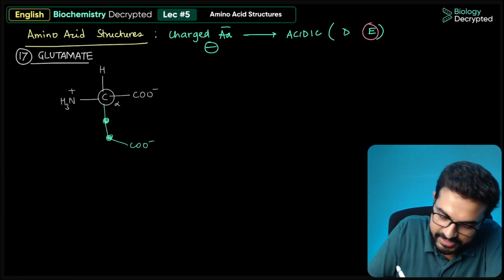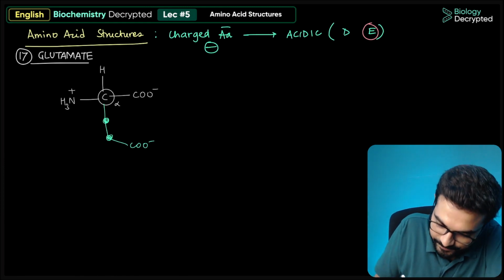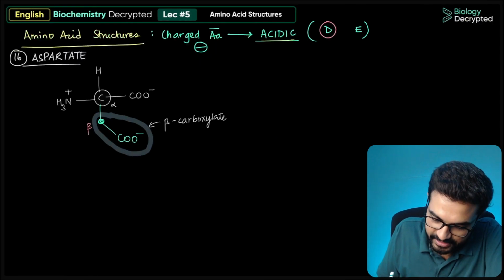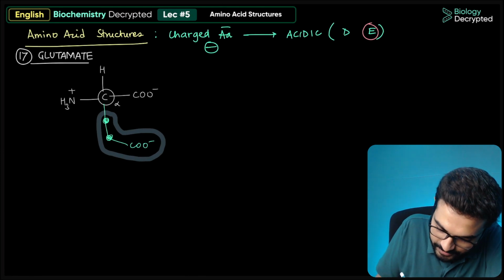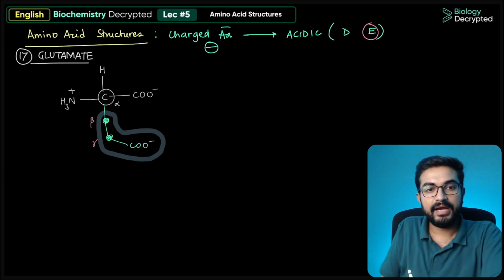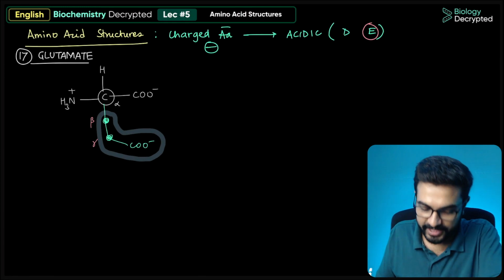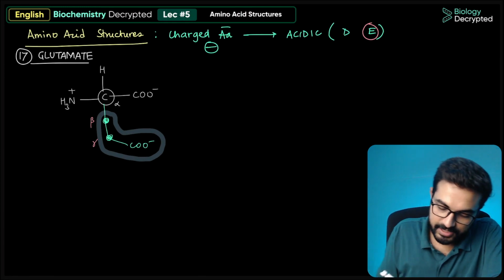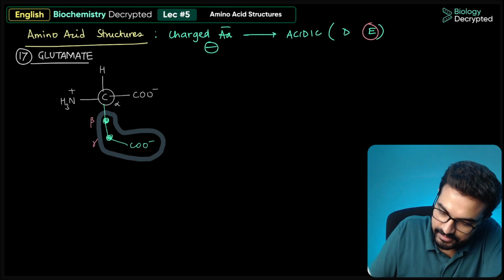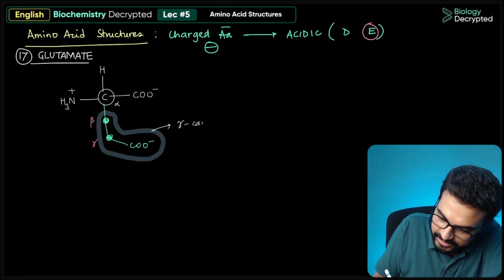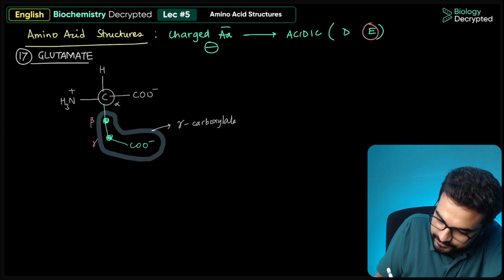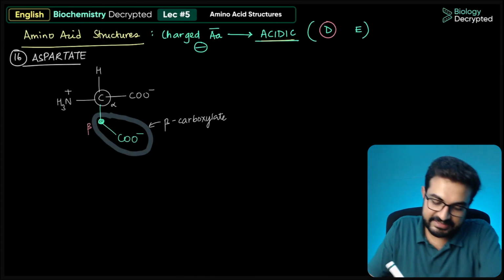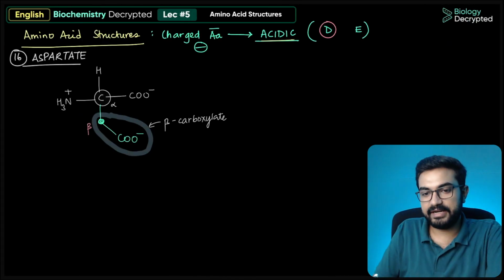So we can call this a gamma carboxylate, because obviously the carbons here, this one is your alpha carbon, this is your beta carbon, this is your gamma carbon, and to it we have a carboxylate group attached. So we can call it a gamma carboxylate group. So this is beta carboxylate, this is gamma carboxylate. Let's just write the names again.